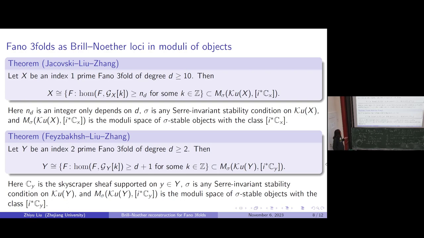Yeah. And in this case, Y4 has the same Kuznetsov component as X18. How do you prove such an isomorphism? I mean, what does the idea mean?